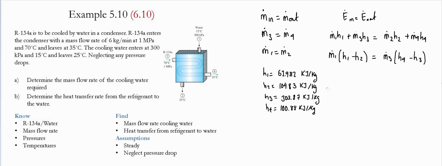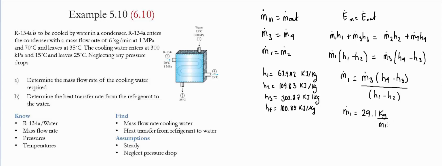Now that we have all the values of the enthalpy, we're going to solve this equation for the mass flow rate of water, and that is simply going to be the mass flow rate of the refrigerant times the difference between H4 and H3 divided by H1 minus H2. Once you substitute all these values into this equation, we find that the mass flow rate of water is equal to 29.1 kilograms per minute.